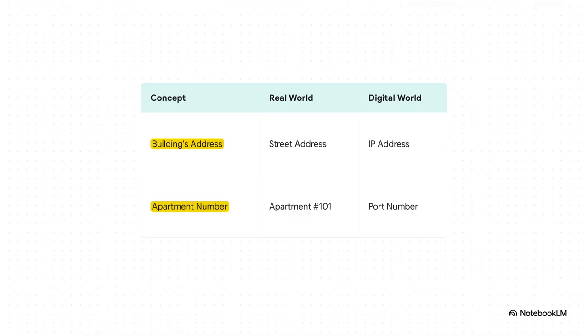And this is where it all clicks. This analogy maps perfectly to the digital world. The building's main street address, the thing that gets the mail to the right property, that's your computer's IP address. And that specific apartment number, the one that gets the mail to the right person inside the building, that's what we call a port number.